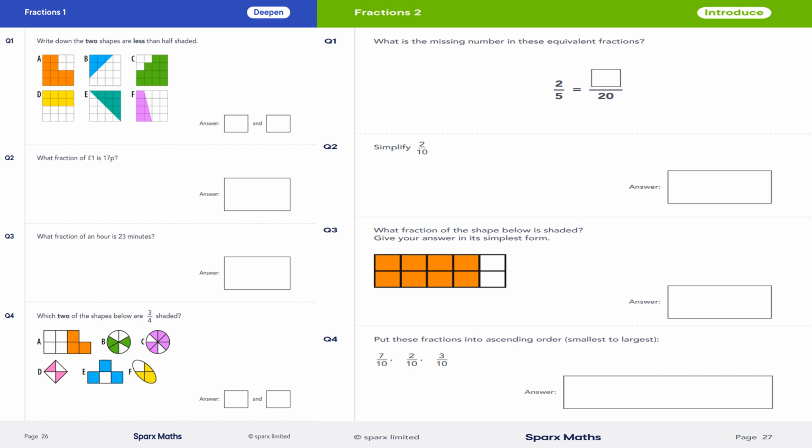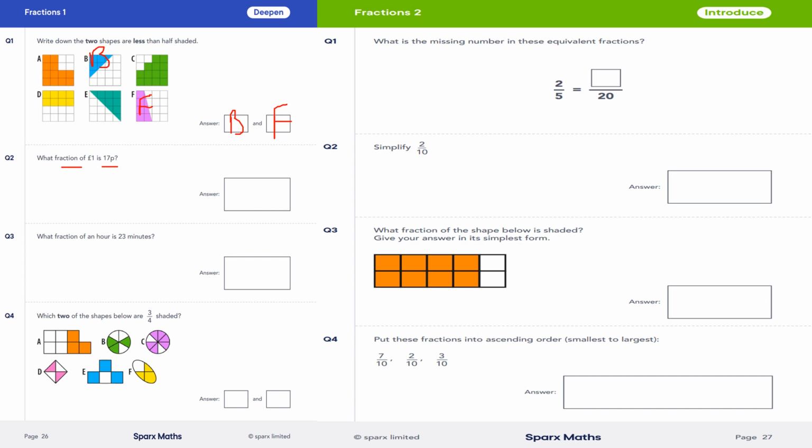Next one's looking at some deepened questions. Write down the two shapes that are less than half shaded. That'll be B and that'll be F. So B and F. There we go.